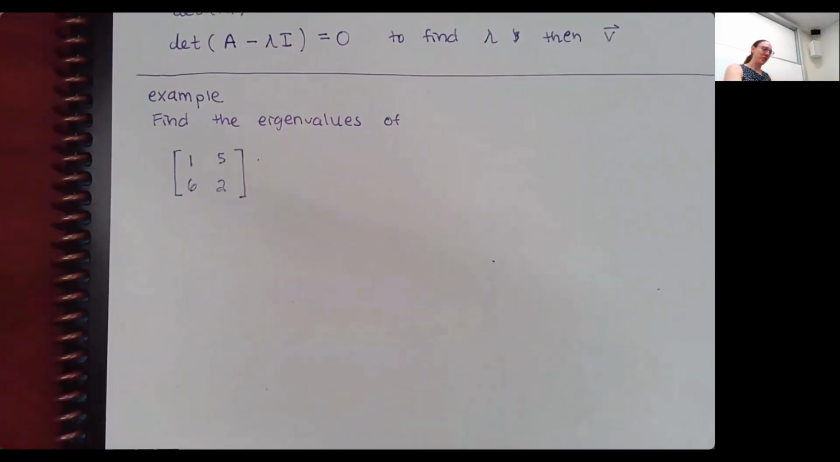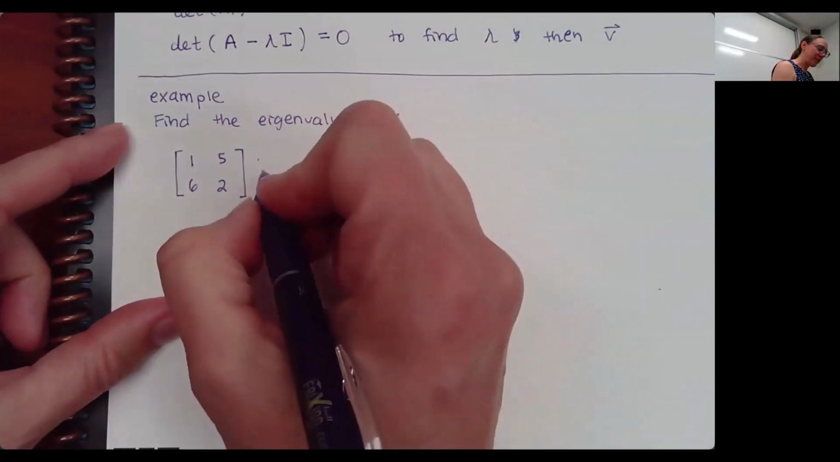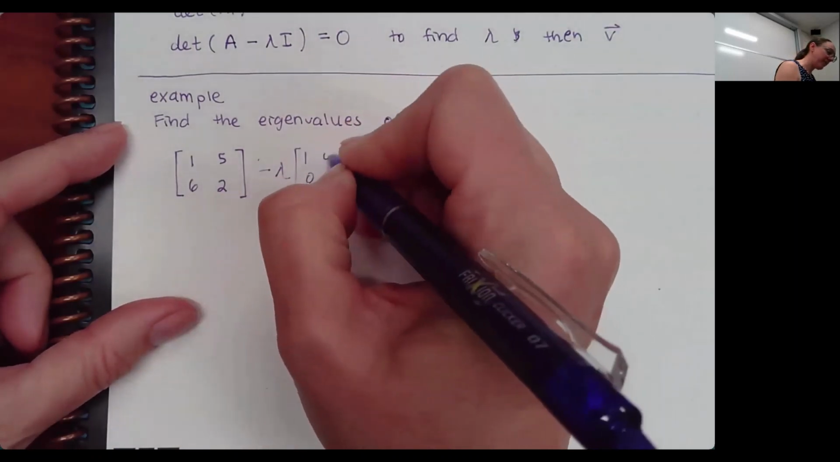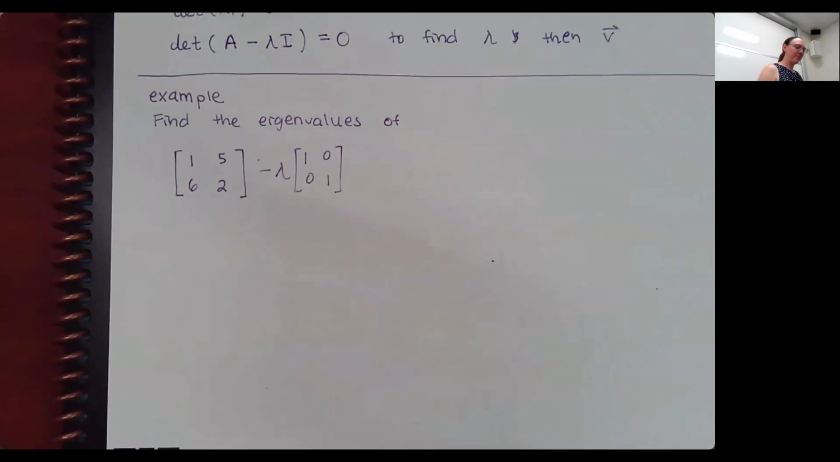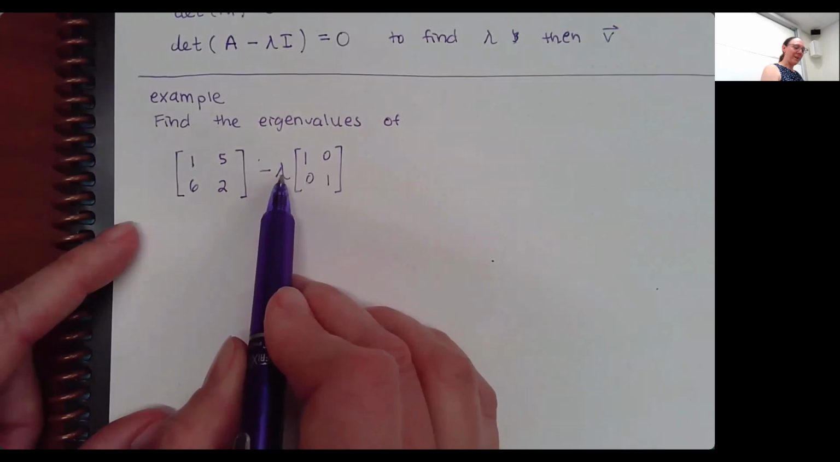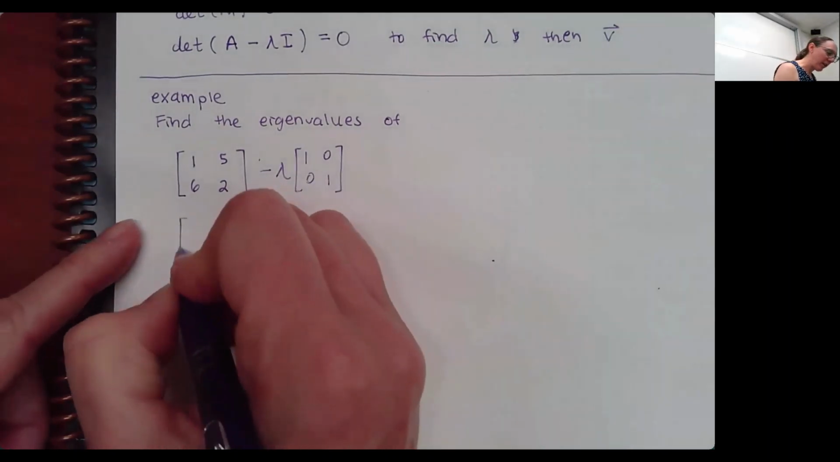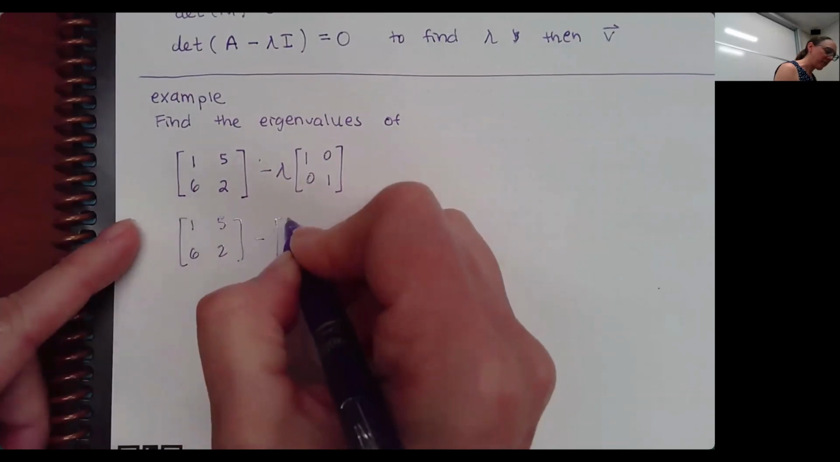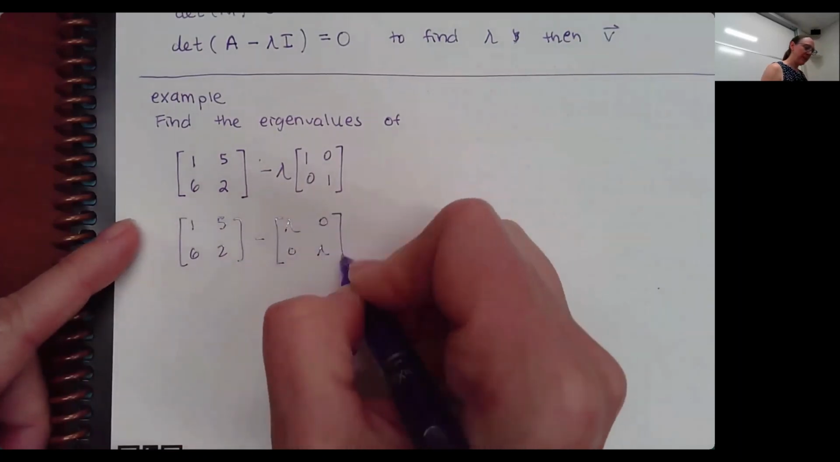The first thing that I need to do is construct that matrix M. So I need to do the A minus lambda I thing. I'm going to write this out the first time, but usually we're going to skip this very next step. So I've got A minus lambda times the identity to construct the matrix. Really, that means that I'm doing [1, 5; 6, 2] minus [lambda, 0; 0, lambda].